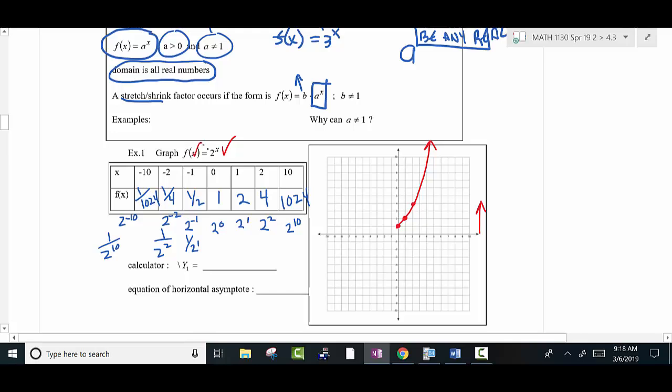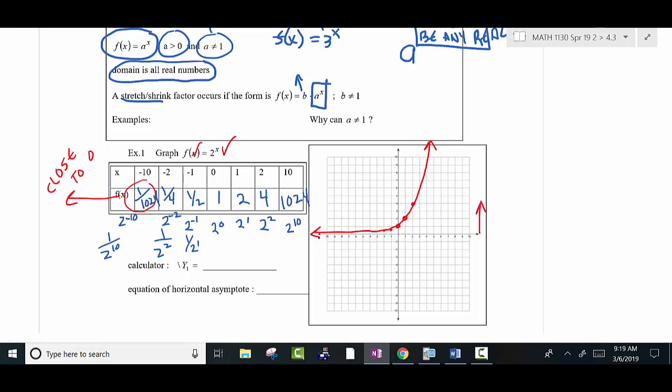What happens in the negative numbers is, you got -1, 1/2, -2, 1/4. If you go way out here, that's just getting close to what number? 0. Because it's just going to be 1 over a bigger and bigger and bigger number. So what you're going to have is the x-axis is going to be like a horizontal asymptote. So that's what the graph of y equals 2 to the x looks like. Your horizontal asymptote would just be y equals 0. So that's how the graph of a basic exponential function goes.